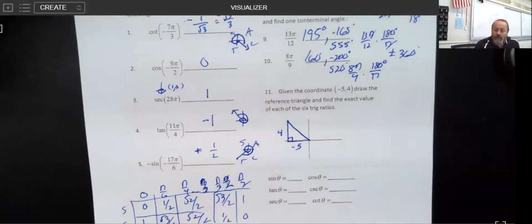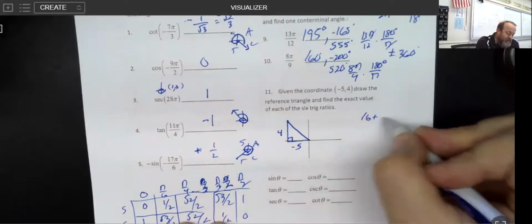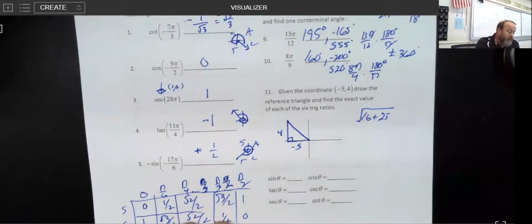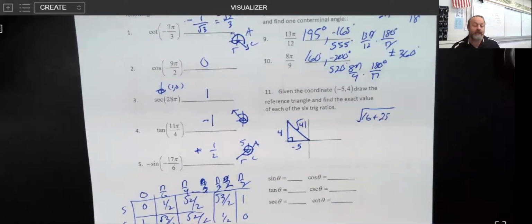A quick little look at the Pythagorean Theorem. A squared is 16. B squared is 25. If we took a square root, we'd be looking at root 41. So now I have mine thoroughly labeled. Please notice that that 5 is negative because it's going to the left. The 4 is positive because it's going up.